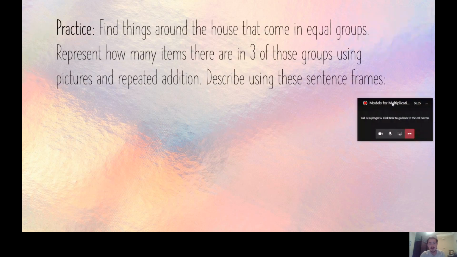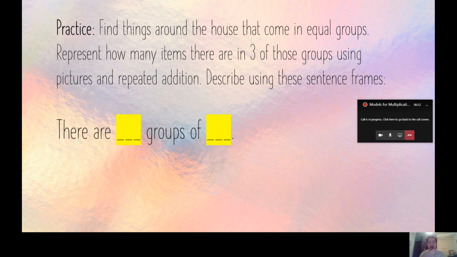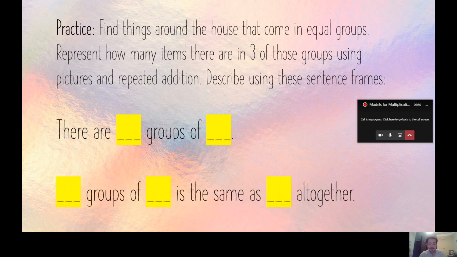All right, it's your turn to practice. You are going to find things around the house that come in equal groups. You're going to represent how many items there are in 3 of those groups using pictures and repeated addition. You're going to describe using these sentence frames that we just used. There are blank groups of blank. Blank groups of blank is the same as blank all together.